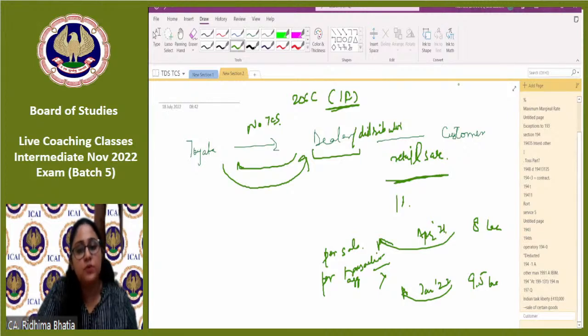Even if the car is for personal use, it does not matter. गवर्नमेंट को है कि आप 10 लाख से ऊपर का गाड़ी खरीद रहे हो, that means you have certain incomes, right? So why not deposit tax beforehand by way of TCS on that?